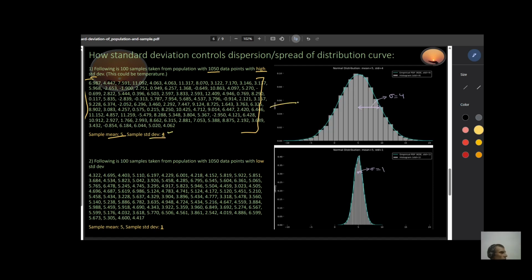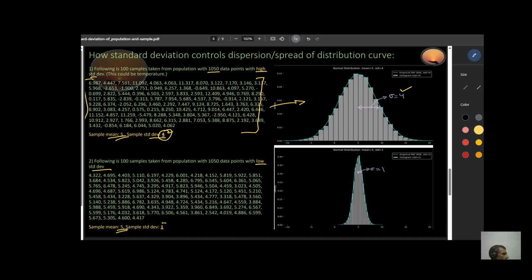And I plotted this. So this is the plot I did, and as you can see, my standard deviation is 4. So this is my 4 standard deviation. Then I took another 100 samples. This one had a low standard deviation. And again, my mean was the same. So the mean in this case is 5, and the mean in this second one is also 5.